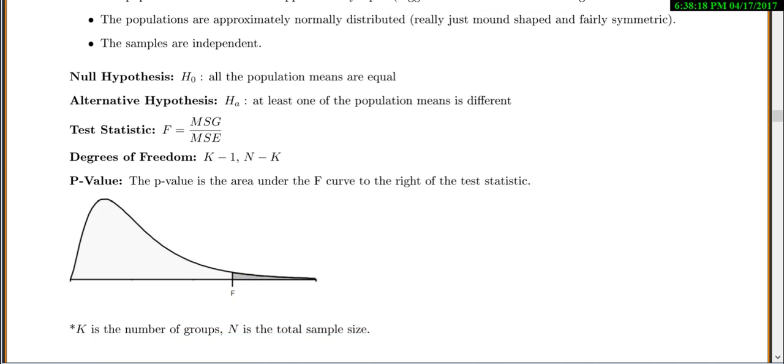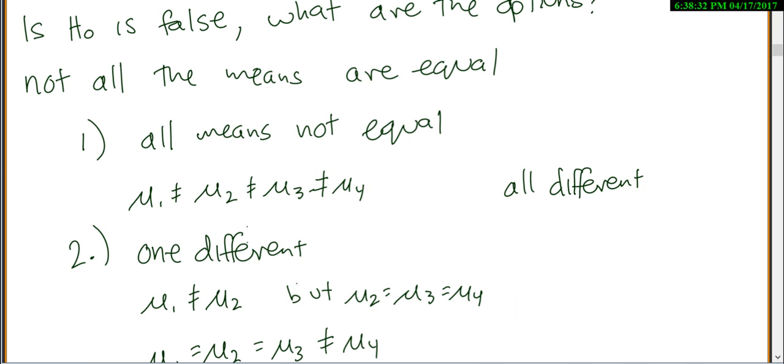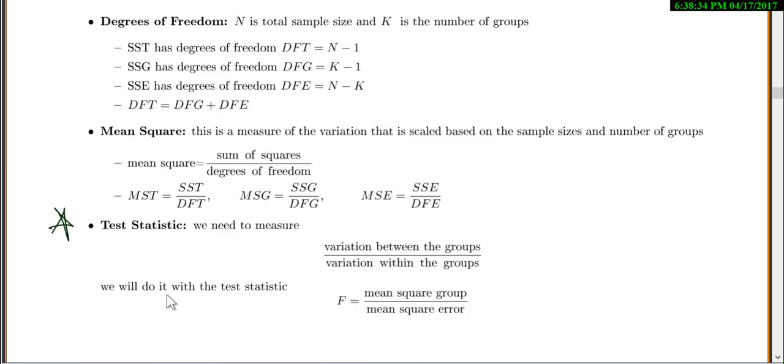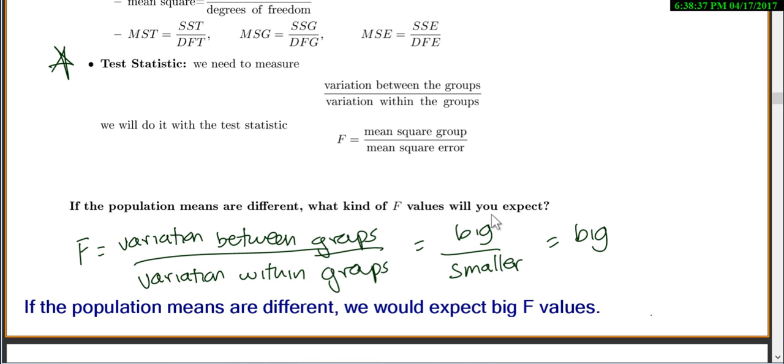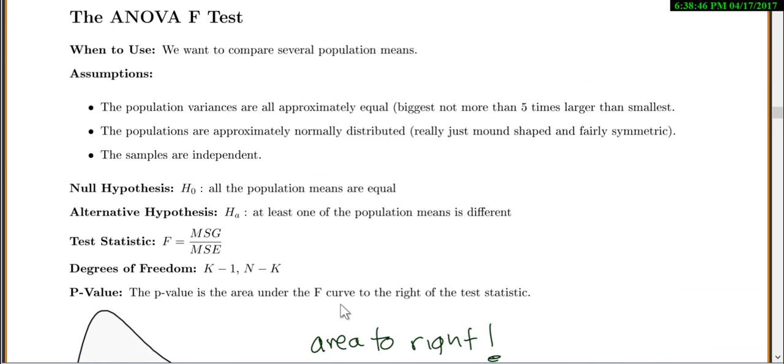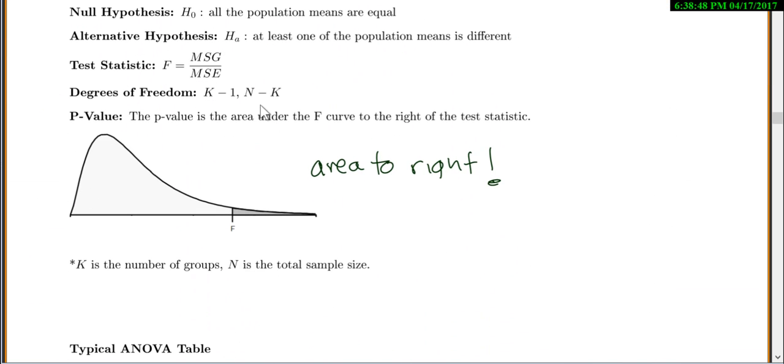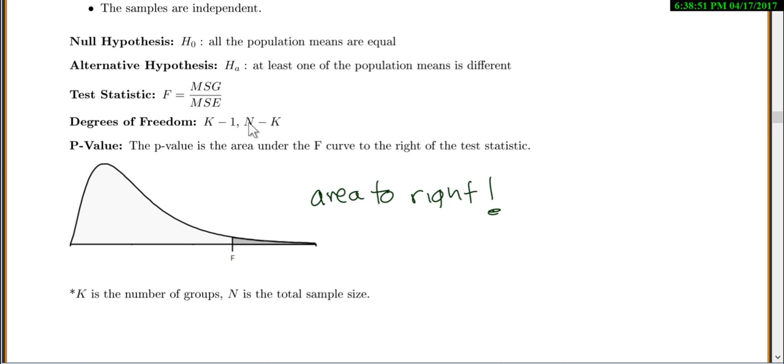Now the p-value, this is different from what we've been doing. The p-value is always the area to the right. The reason why is on our previous page. Remember, we said if our population means are different, we get big test statistics. And so this is one where it actually never changes. It's always going to be the area to the right. Now for an F table, F distribution, you do have to have two different sets of degrees of freedom. But again, we're not even going to worry about the tables. We just use our computer output.